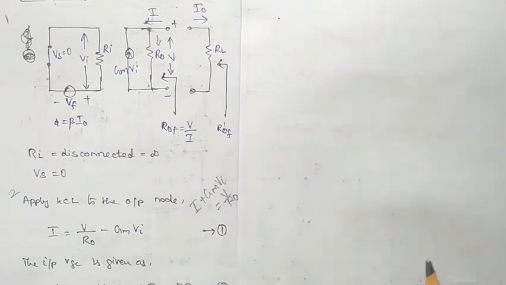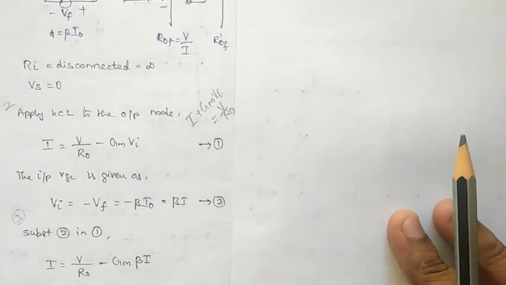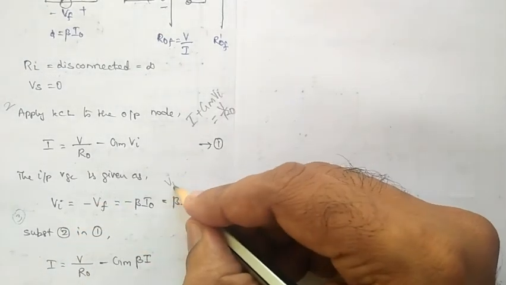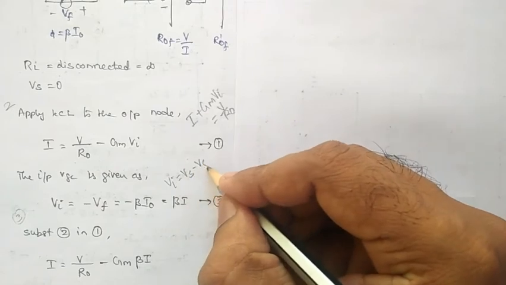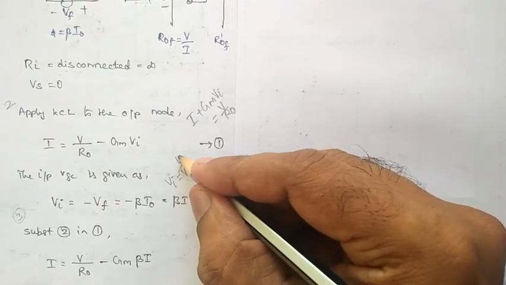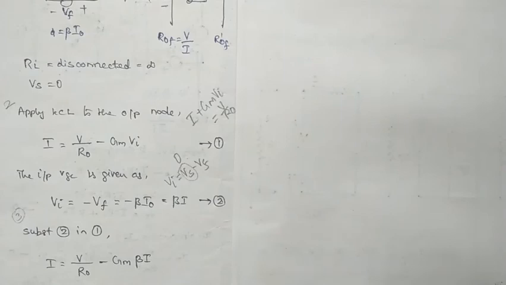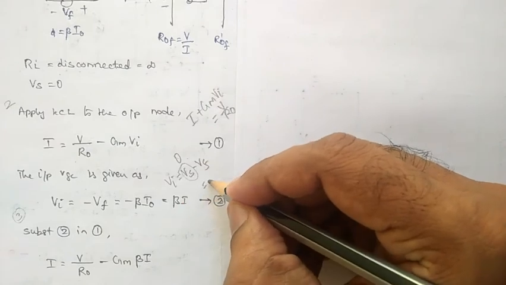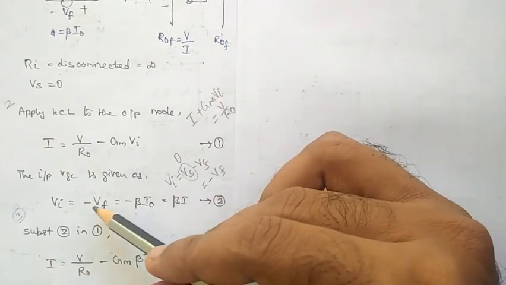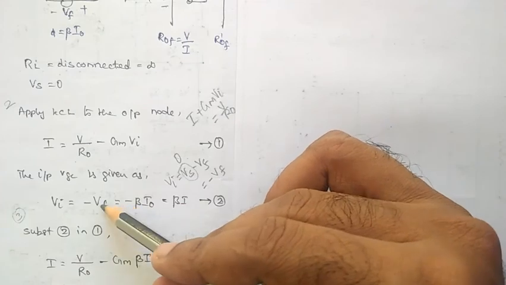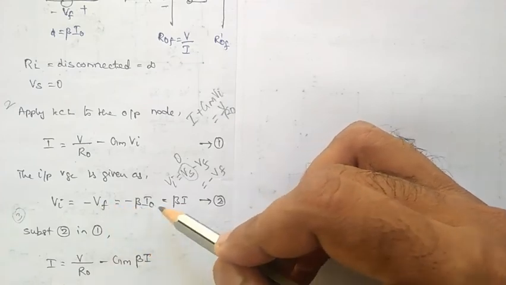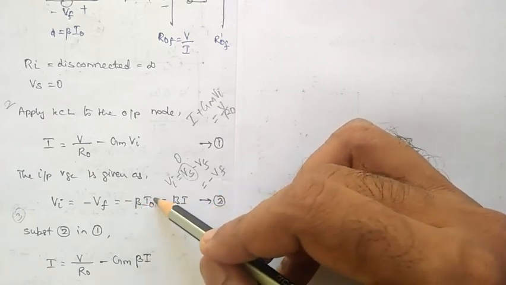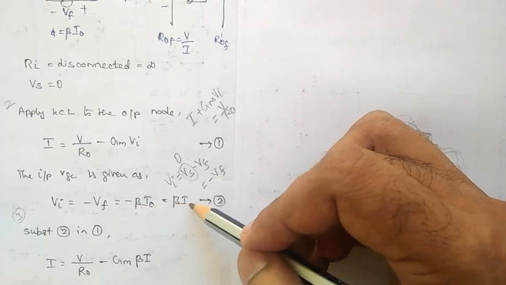That is equation 1. Similarly, next we have to find the input voltage. So what is the input voltage? Vi can be written as Vi is equal to Vs minus Vf. Since Vs is now made 0 by shorting to the ground, the remaining term is minus Vf. What is Vf? Vf is already taken as beta into I0. So I0 is opposite to Ii, and minus I0 can be replaced with capital I.